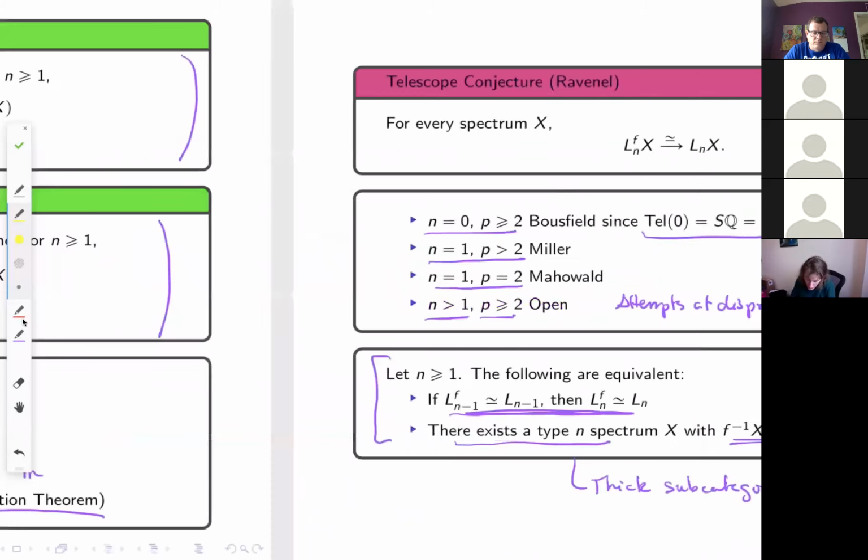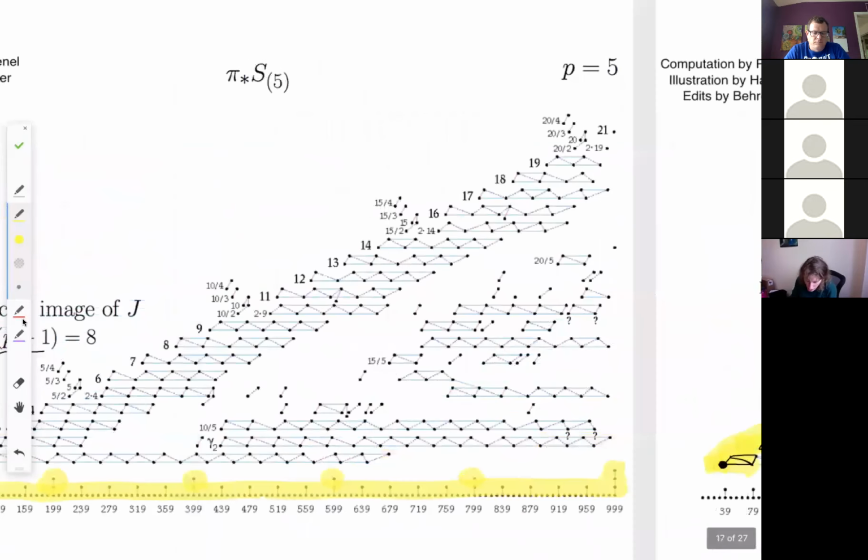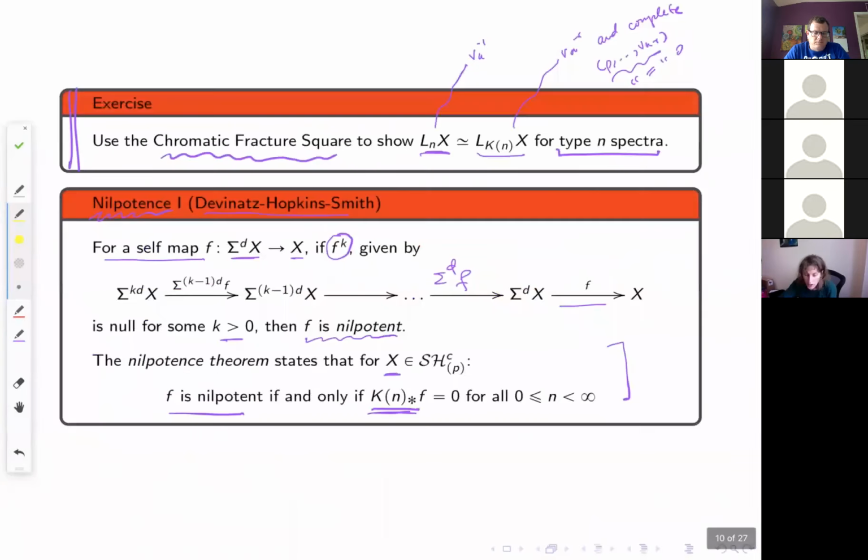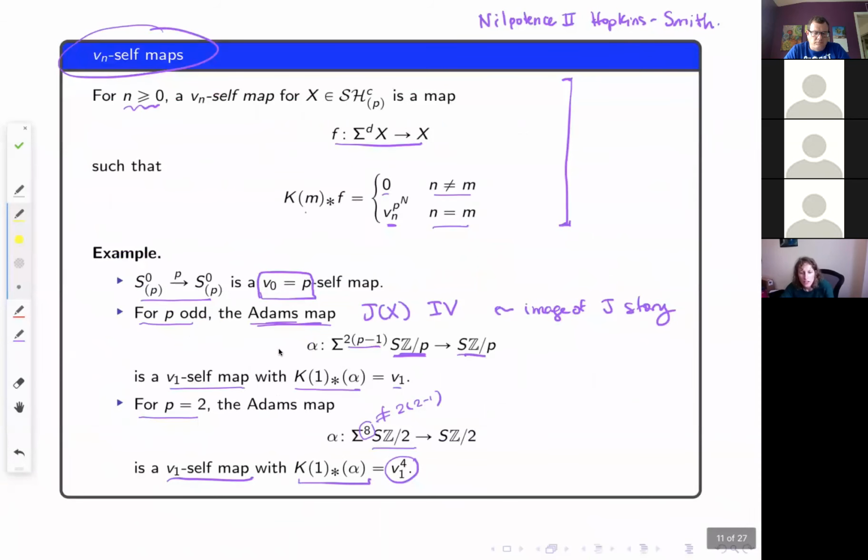You're talking about the slide where I define the v_n self-maps. What I'm using here is nilpotence 2, theorem 9, which proves that any type n spectrum admits a self-map where this is actually a power of p to the n. So I sort of mixed the definition with the theorem in my definition there. Okay, I see. That is actually a power. So look at theorem 9 of nilpotence 2.